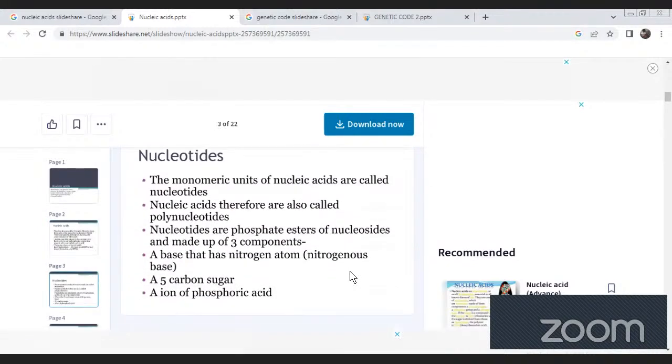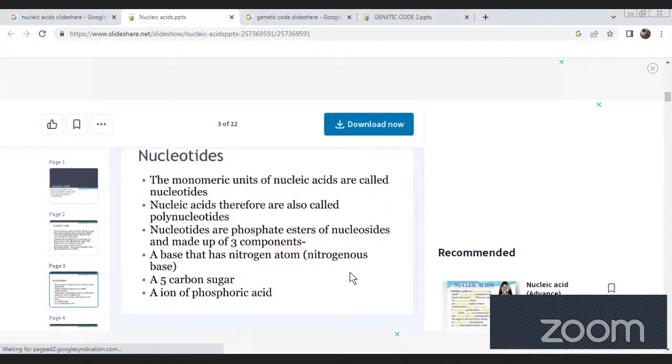Nucleotide. What is the meaning of nucleotide? The monomeric units of nucleic acids are called nucleotides. The single monomeric unit of nucleic acid is called a nucleotide. Nucleic acids are also called polynucleotides. Poly means many.